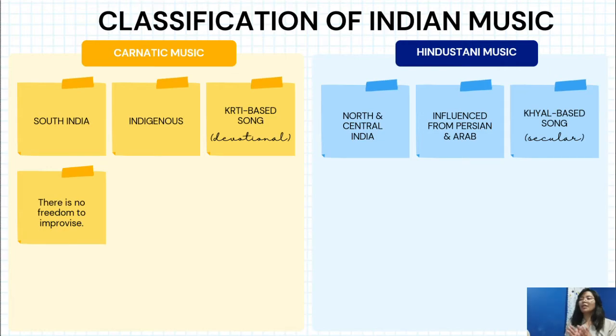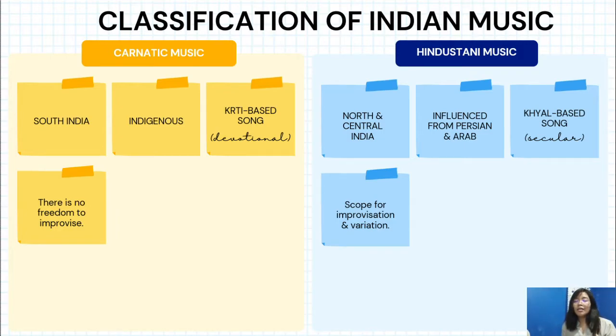So, for example, if this is the beat, if this is the melody, you need to follow that. Unlike in the Hindustani music, if you are the player or if you are the singer, you can improvise. You can give a different variation. Okay. Next, for the Carnatic music, vocal music is greater than the instrumental music.